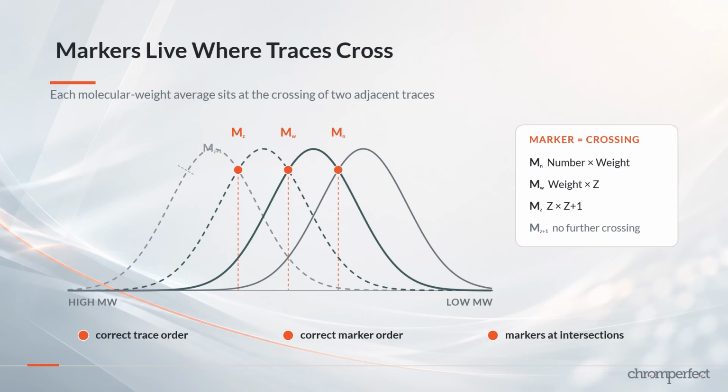The Mw marker is located where the weight fraction and z fraction traces intersect. The Mz marker is located where the z fraction and z+1 fraction traces intersect. The Mz+1 marker does not have an equivalent final intersection because there is no z+2 fraction trace. These relationships provide a useful visual check. Even when the traces become more complicated, the order of the traces and the relationship between the markers and trace intersections should generally remain recognizable.